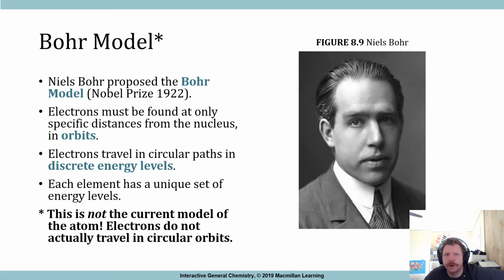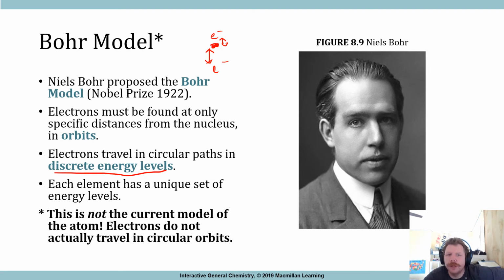Okay, so the Rutherford model was a nucleus with electrons at arbitrary distances. I'm trying to draw these and consider these distances. These first two electrons are different distances from that nucleus. The Bohr model was that they have specific distances. Electrons travel in a circular path in what are known as discrete energy levels. Each element has a unique set of different energy levels.